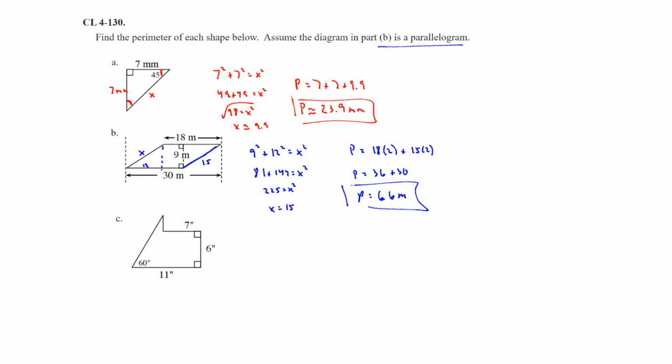Question C. So we're looking for the perimeter. Let's kind of go around the figure and write down what it is that we do know. So we have 11 plus 6 plus 7. We don't know this side yet, and we also don't know this side yet. So how are we going to break that up to be able to figure out what those side lengths are?